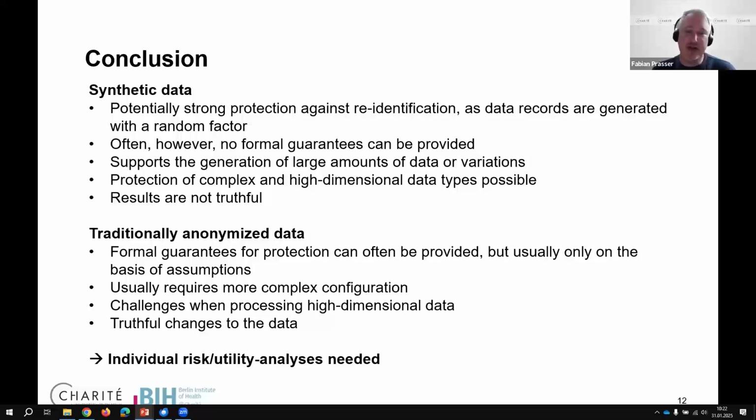And with traditional anonymization, it's a bit different. There are other pros and cons, right? It is often possible to provide formal guarantees, but you do need some assumptions, which you might also need for synthetic data. It is more complex to configure. You cannot apply it usually to high-dimensional data. But what you very often get, at least with a lot of anonymization methods, is truthful changes to the data and no real noise that has been introduced. And yeah, final conclusion, I would say there is an individual risk and utility analysis that is needed in either case, no matter how you protect your data set. And this will be exactly what Holger will now be talking about.